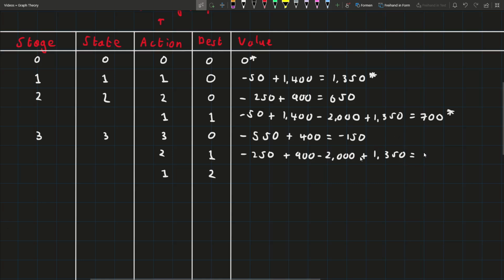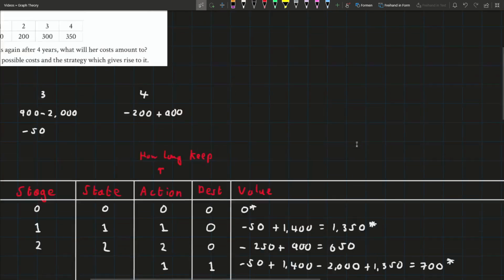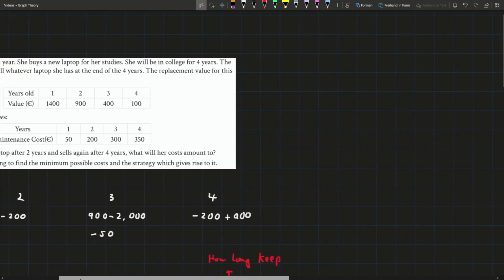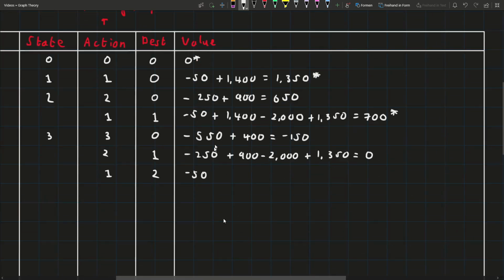And the net amount of that is 0. So it means we don't make any profit or cost or anything. If we decide to keep it for 1 year, then it's going to cost 50 in maintenance costs. We're going to sell it for 1,400 because it's only 1 year old. We have to buy a new laptop because we're not done yet. And then if we have 2 years left, we can get 700 as our best option.